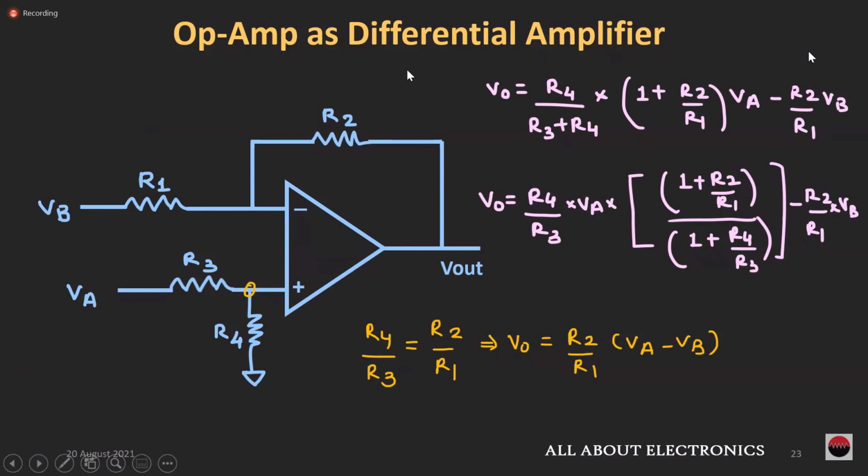Here we have differential amplifier output equations. Four resistors we are using, R1, R2, R3, R4. If R4 divided by R3 and R2 divided by R1 are equal, then we can calculate V0 as R2 divided by R1 into VA minus VB. What is VA? Input at the plus symbol. What is VB? Input at the minus symbol.